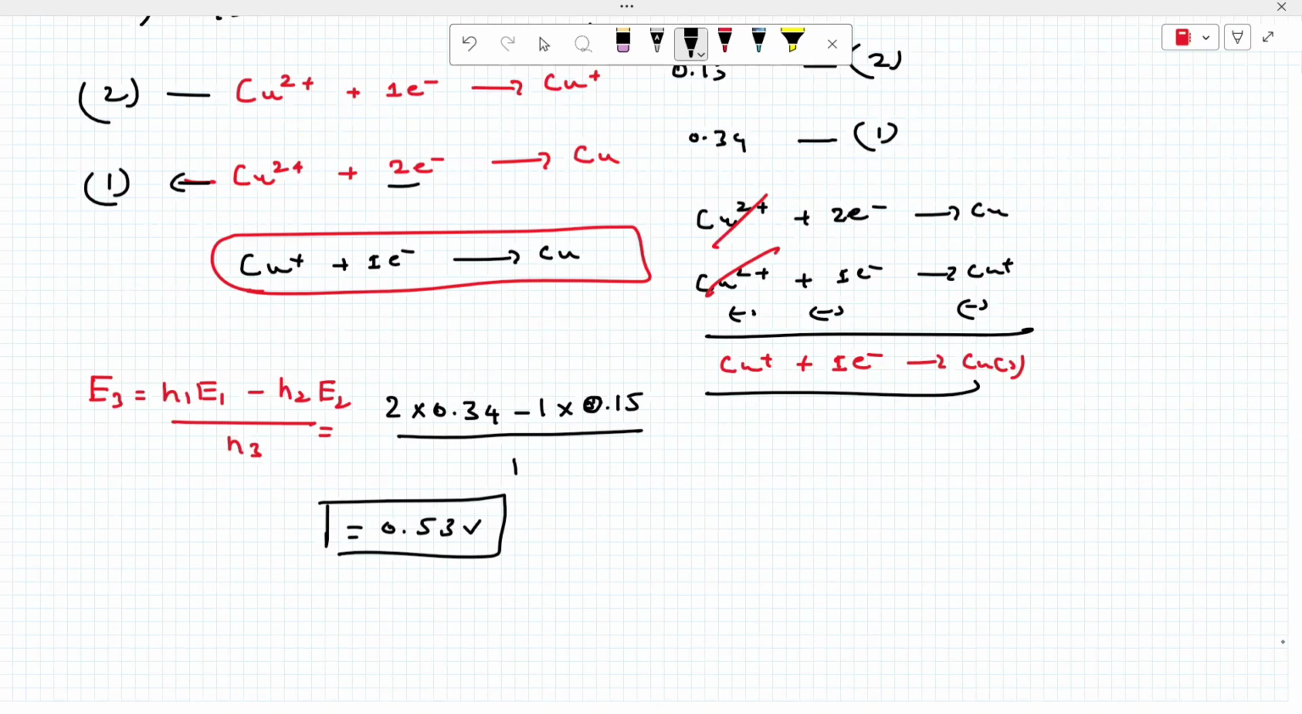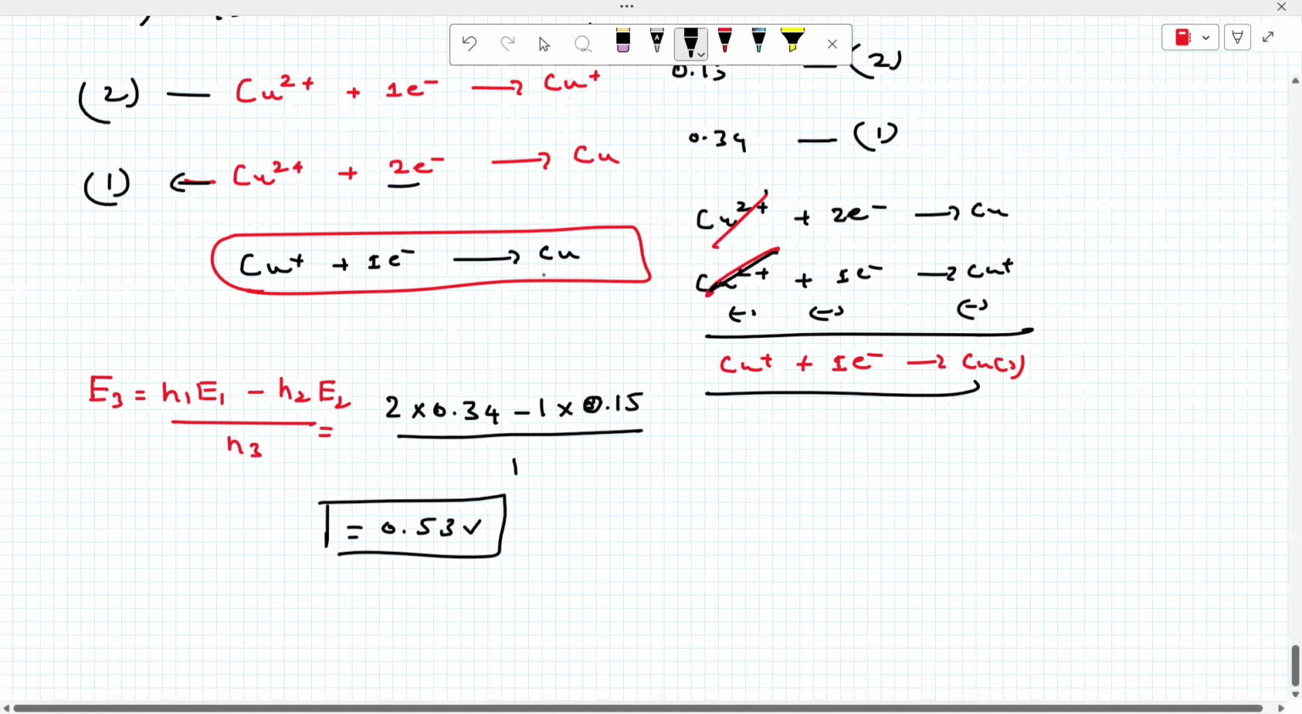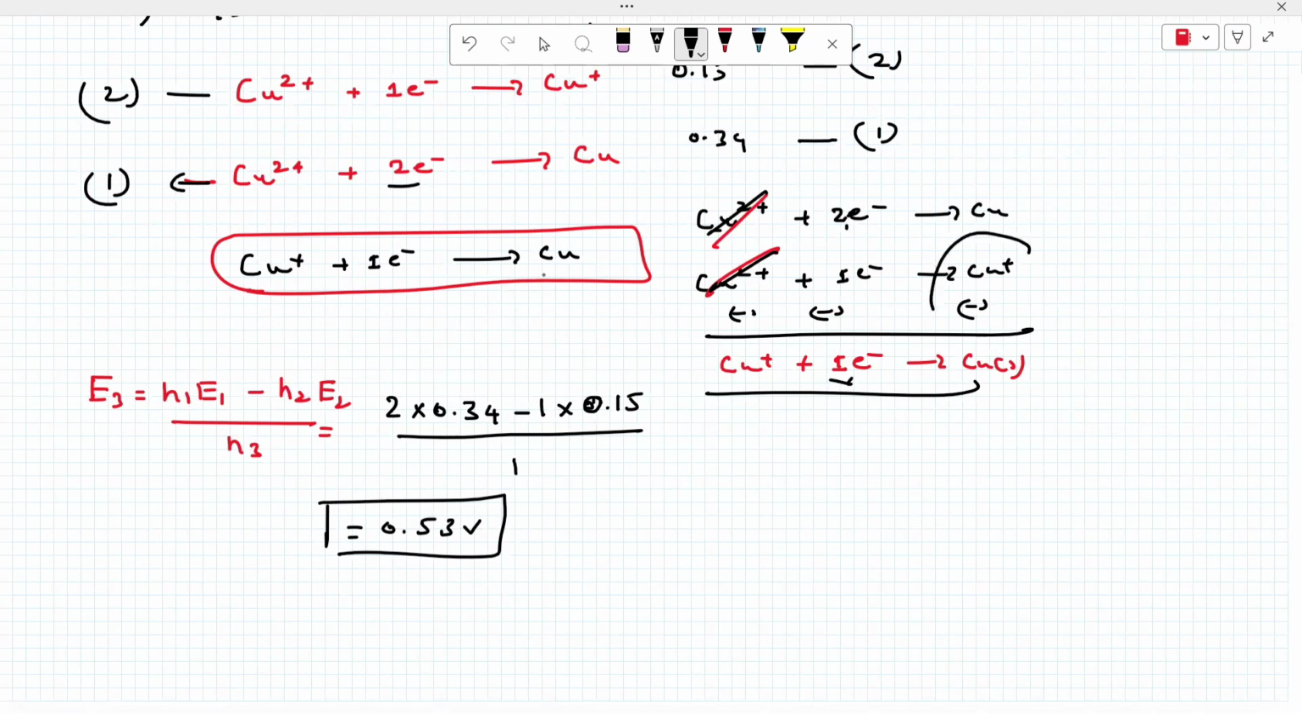Sir, doubt. Yes, ma'am. Cu2+ and Cu2+ get cancelled, and how does Cu+ come? Which reaction equation did you cancel first? You have to subtract now. If both are cancelled, right, ma'am? Cu2+ plus 2 electrons gives Cu, and Cu2+ plus 1 electron gives Cu+. Subtracting 1 from 2 gives minus Cu+, but then you go to the left side with one plus Cu+, right?